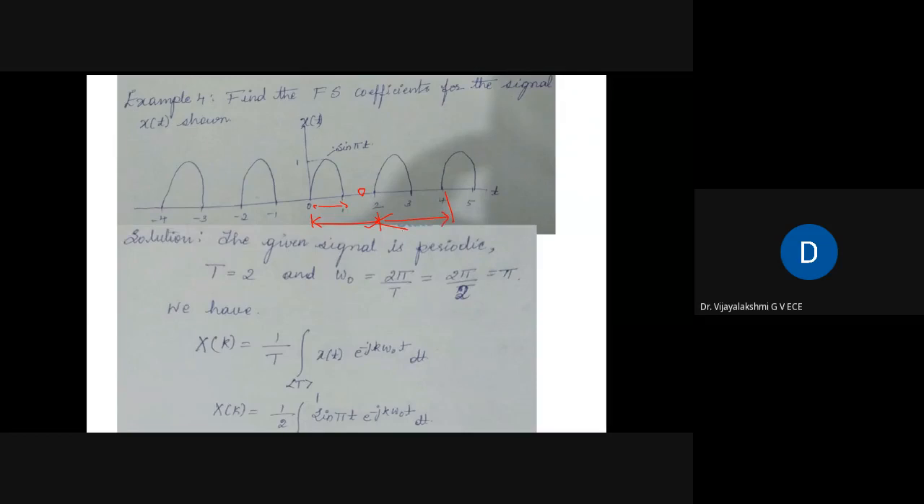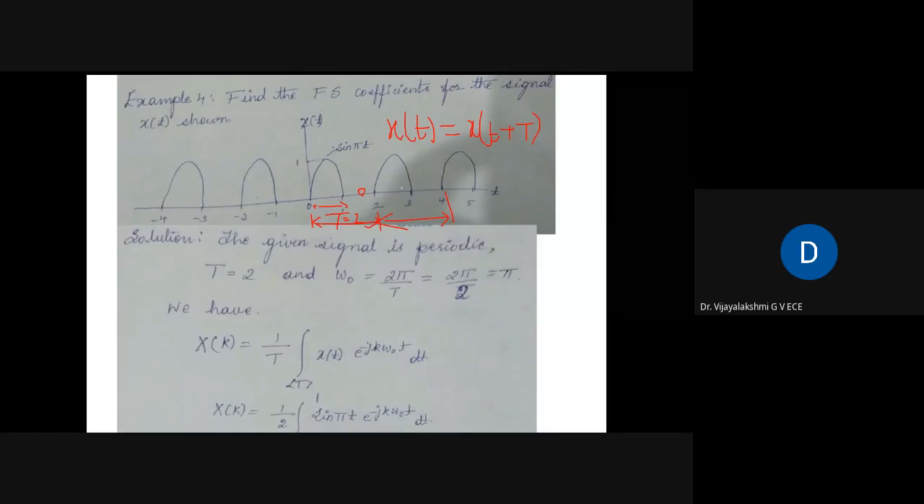So from this, can you find out what is the fundamental period? Yes, the fundamental period is T is equal to 2. And you can also verify that the periodicity property is satisfied. That is, x of t is equal to x of t plus 5.